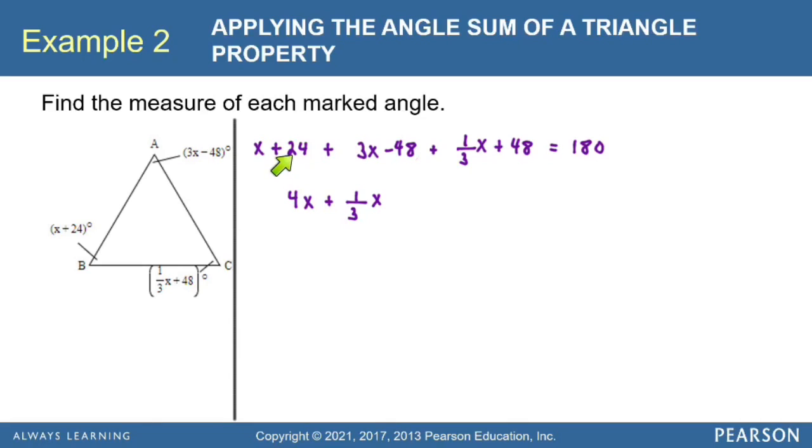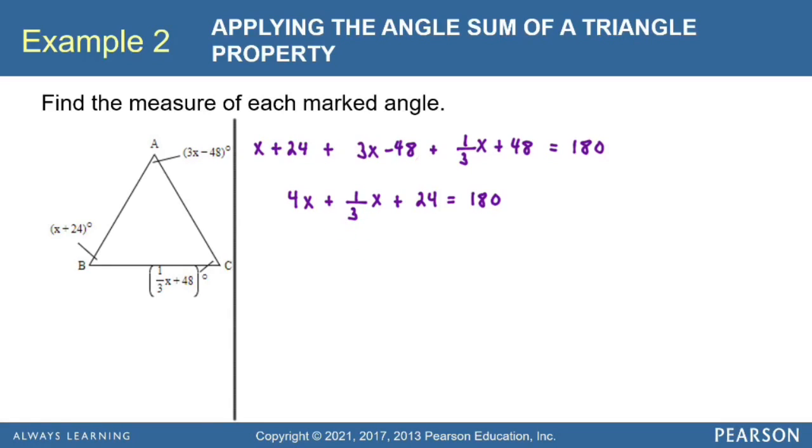So we've got plus 24, minus 48, and plus 48. Now you could just go left to right, but you also could notice that negative 48 and positive 48 are going to add up to 0. So if you add these three numbers together, you're just going to get plus 24. And all of that together equals 180. Now at this point, I would like to eliminate this denominator. I want to get rid of this 3.